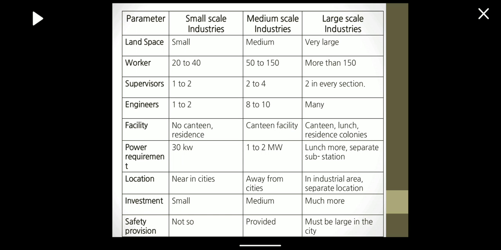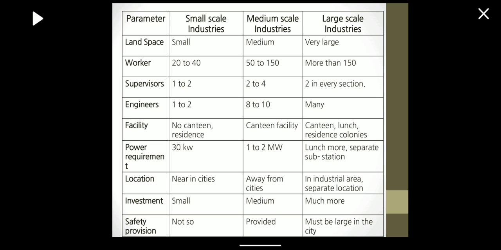Then supervisors: 1 to 2 for the small scale industries, 2 to 4 for the medium scale industries, and 2 in every section in the large scale industries. Engineers: 1 to 2 for the small scale industries, 8 to 10 for the medium scale industries, and many for the large scale industries. Facilities: no canteen and no residence for the small scale industries. For medium scale industries only a canteen facility is there, and for the large scale industries canteen, lunch, residence colony, etc. These are the facilities for the large scale industries.